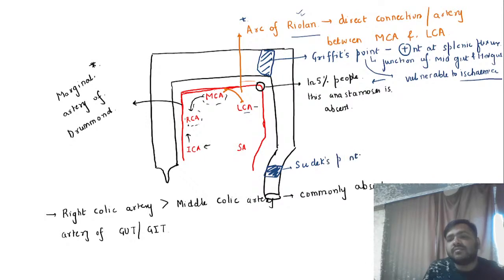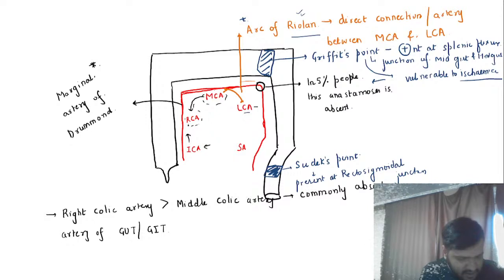Sudeck point, it is present at the rectosigmoidal junction. It is present at the rectosigmoidal junction. That is about all the arteries which are supplying the gut.